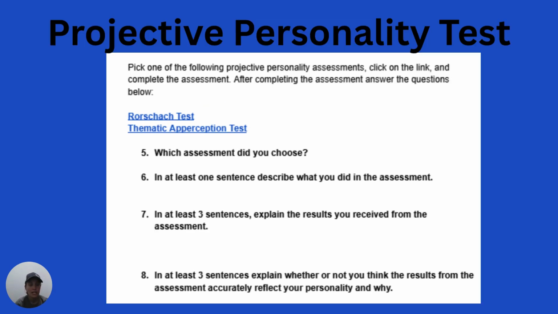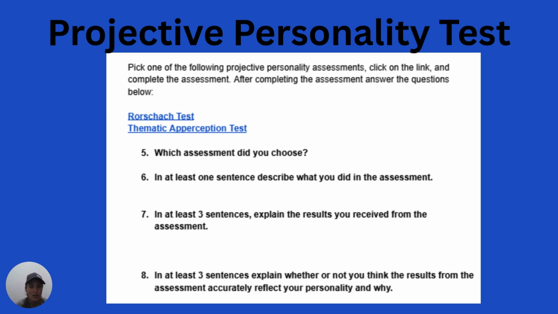Step number 2 is the same thing, but you're going to take a projective personality test. So you'll choose between, these words are so hard to say, guys, I'm sorry, the Rorschach test or the thematic apperception test. And the Rorschach test, I'll tell you, is the ink blot one. I took that one. It's where you look at different pictures and then there's a bunch of questions that you answer. So for number 5, put down which one you chose.